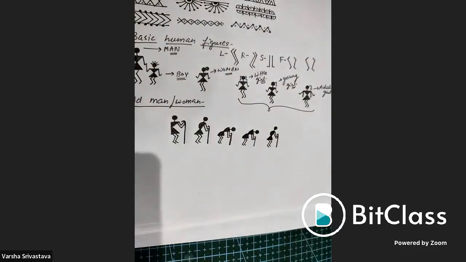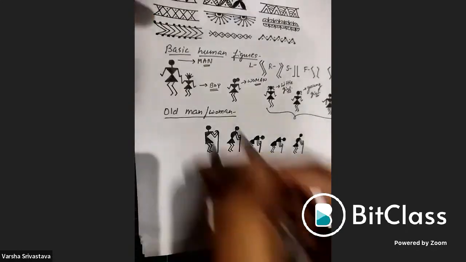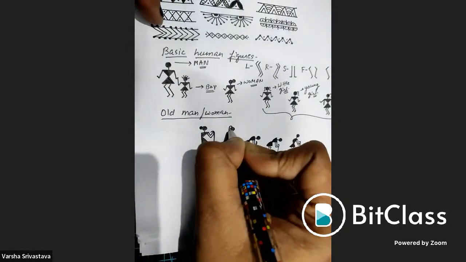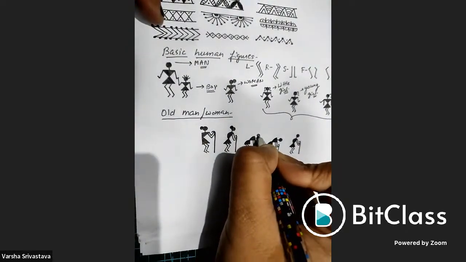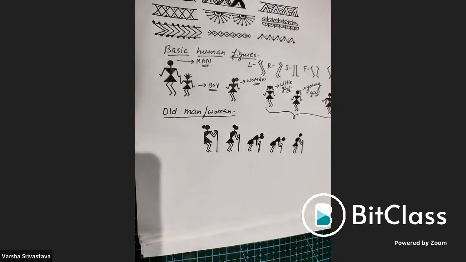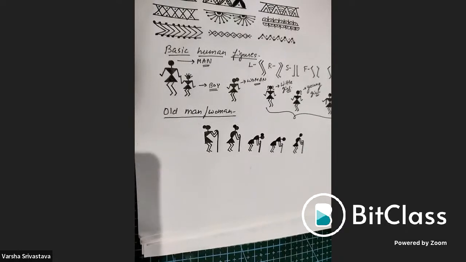Now, if I have to make it a woman, then for making it a woman, just make a bun over here, make a bun over here, and make a bun over here. And this is an old woman. Yes. I hope this is clear to each and every one of you. Is that so? Thank you so much, everyone.